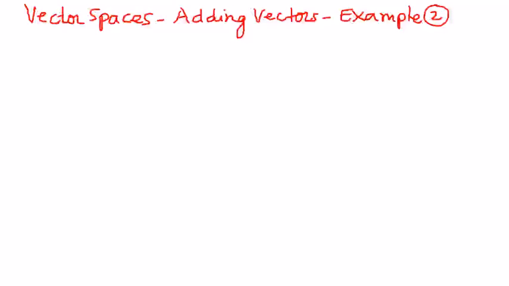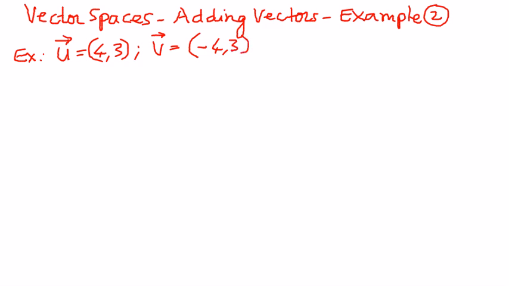Welcome to my presentation. In this presentation, let us see how we can add two vectors. Let us say we have an example of this type. Let's say we have a vector u which has components 4, 3, and we have a vector v which has components -4, 3. Okay, and we want to find vector u plus vector v.